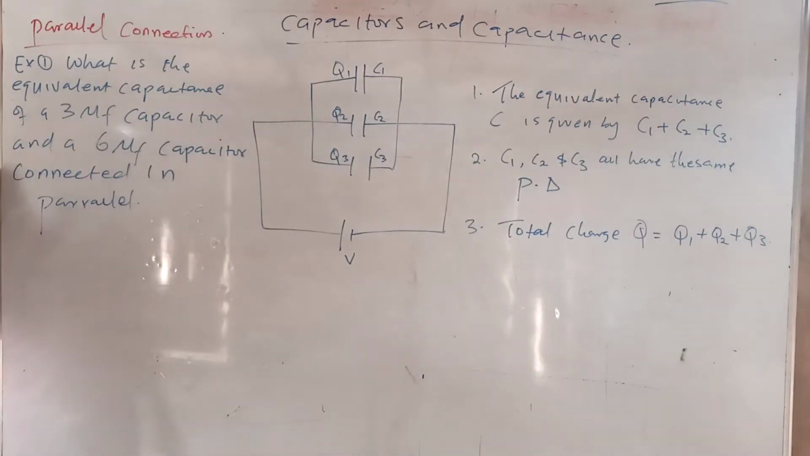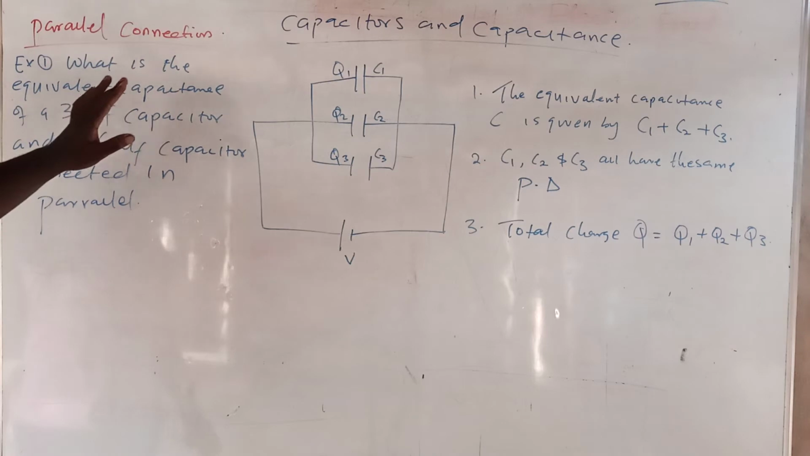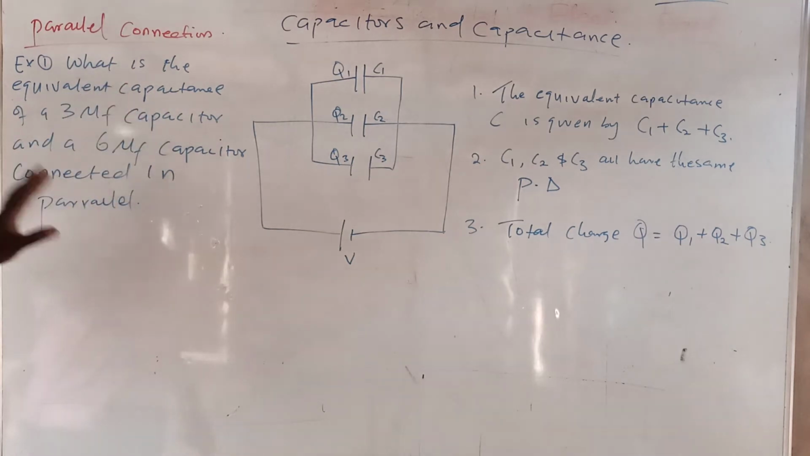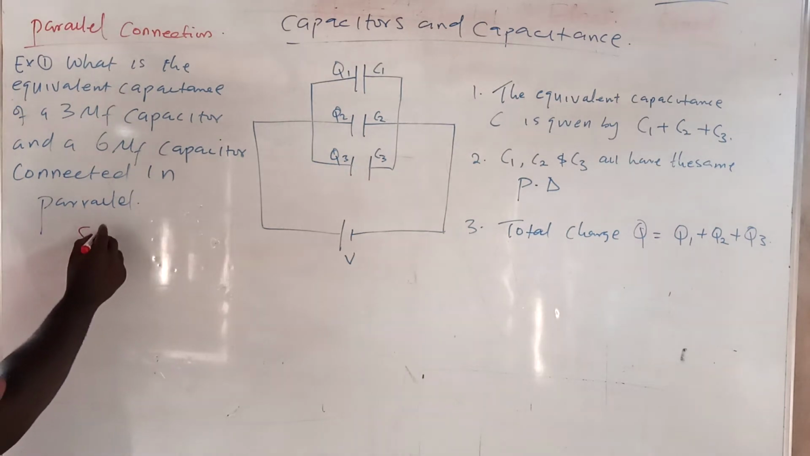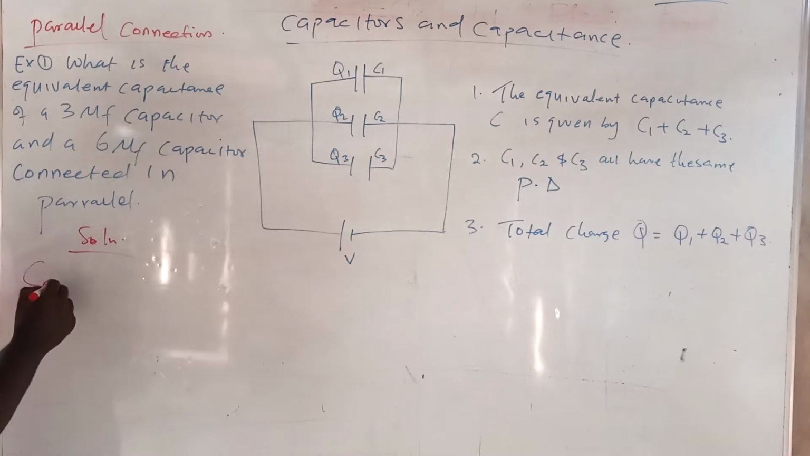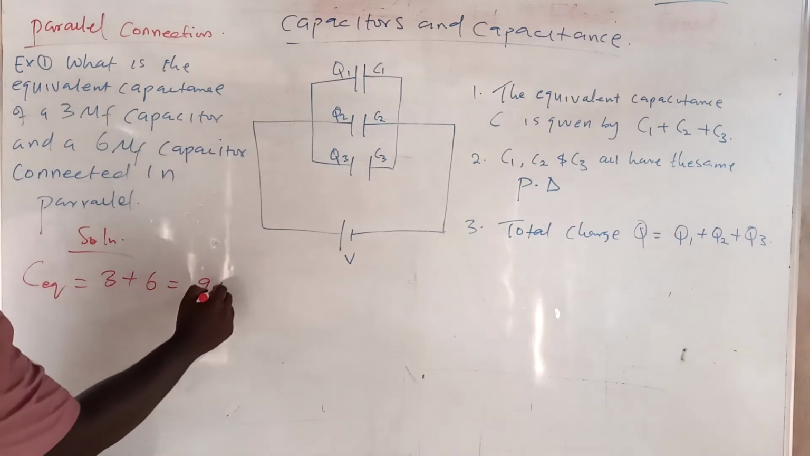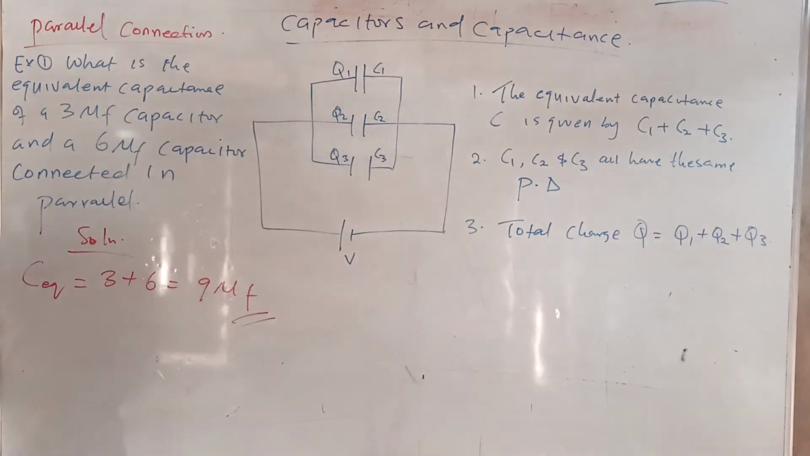Now look at the board here. We have an example here. What is the equivalent capacitance of a 3 microfarad capacitor and a 6 microfarad capacitor connected in parallel? Now, if they are connected in parallel, the answer is very simple. So, the equivalent capacitance is just 3 plus 6, which will give you 9 microfarad. And that's the answer. Can you see how easy it is? Why? Because they specify that it was a parallel connection. This is the easy part. Let's continue.